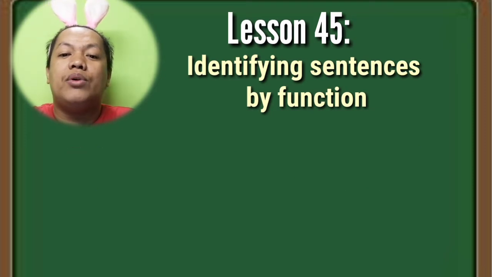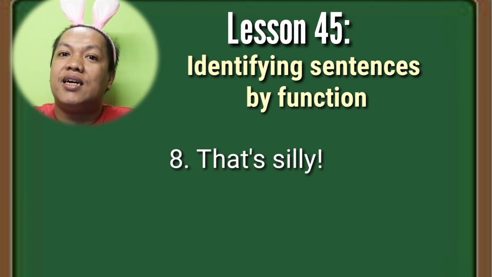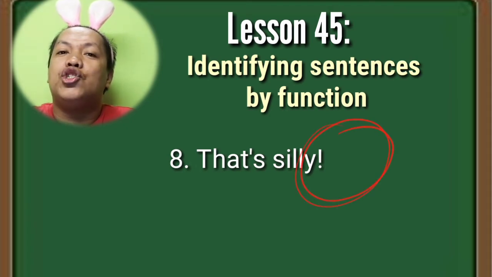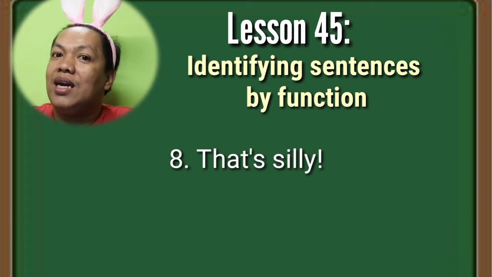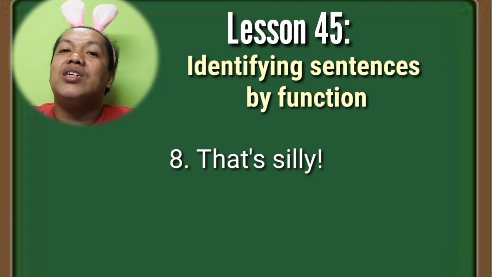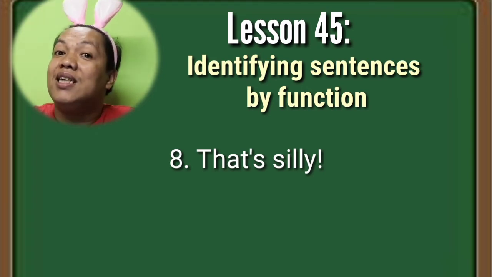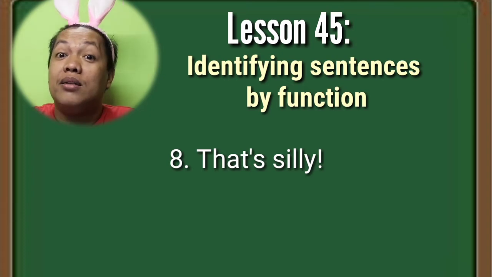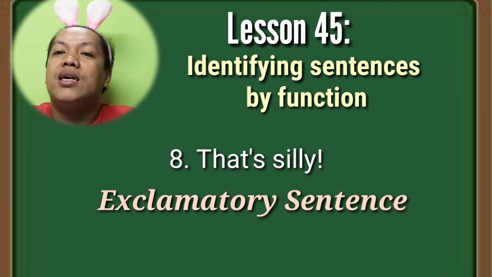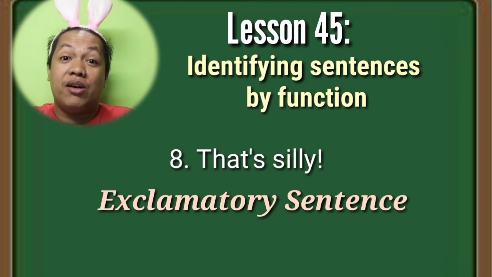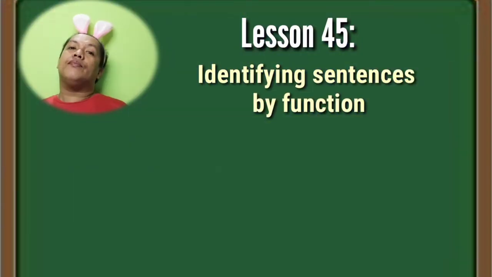Sentence example number 8. That's silly! The last part of the sentence has an exclamation point. But think that the sentence in general, in its context, does not give a command. Therefore, the sentence is not an imperative sentence but an exclamatory sentence. Are we clear with that?